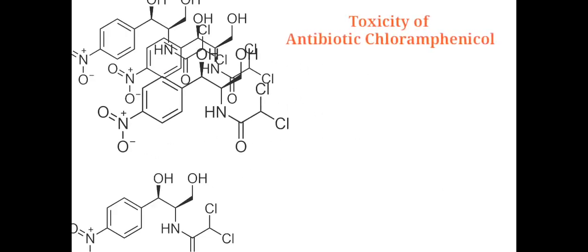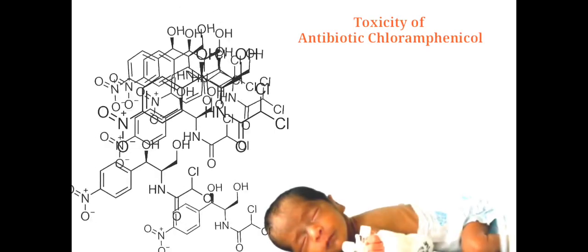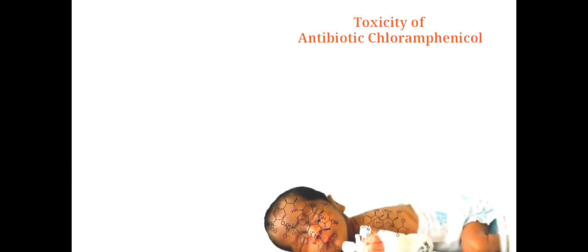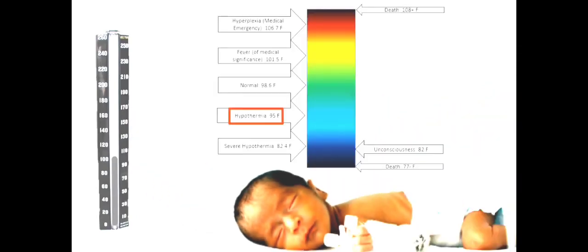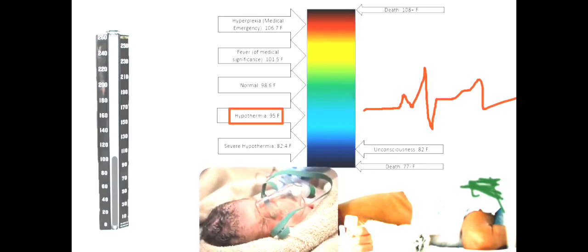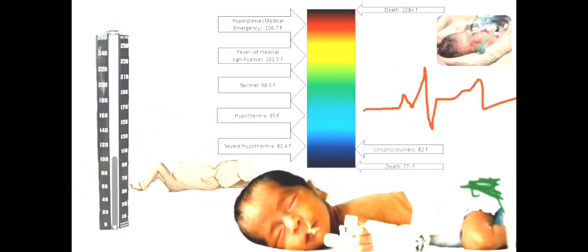The toxicity of the antibiotic chloramphenicol in the newborn, especially the premature newborn, causes grey baby syndrome as their liver lacks the necessary enzymes to metabolize the drug chloramphenicol. Symptoms of grey baby syndrome are grey color of the skin, low blood pressure, hypothermia, green stools, irregular heartbeat, difficulty breathing, abdominal distension, and vomiting.